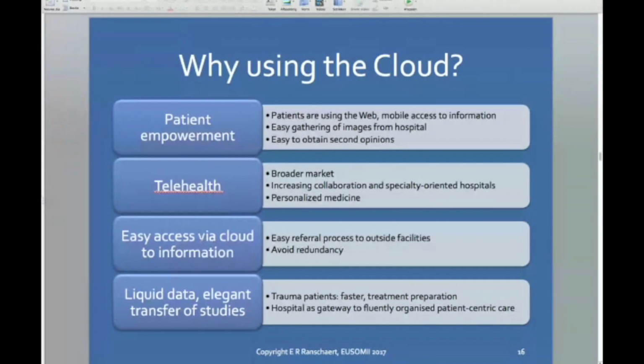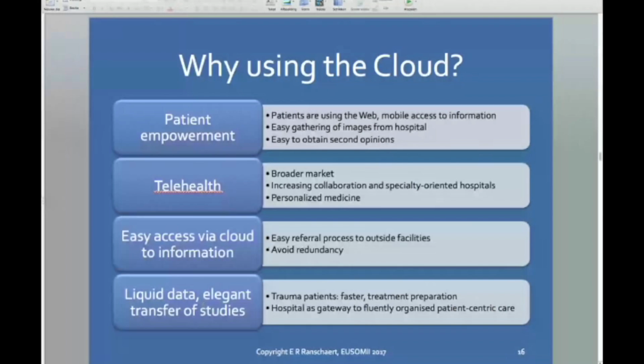We also have, when we use the cloud, more easy access to information. So this also means that it will be easier to make outside referrals of patients to outside facilities, for example, to academic hospitals. And this way we will also avoid redundancy, as I already said. So we are going to some kind of a situation where we have liquid data and where we can transfer studies in an elegant way.